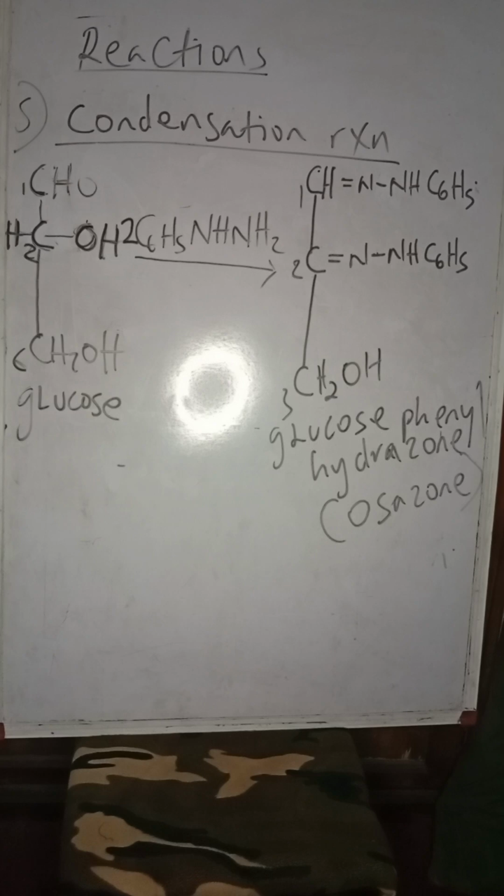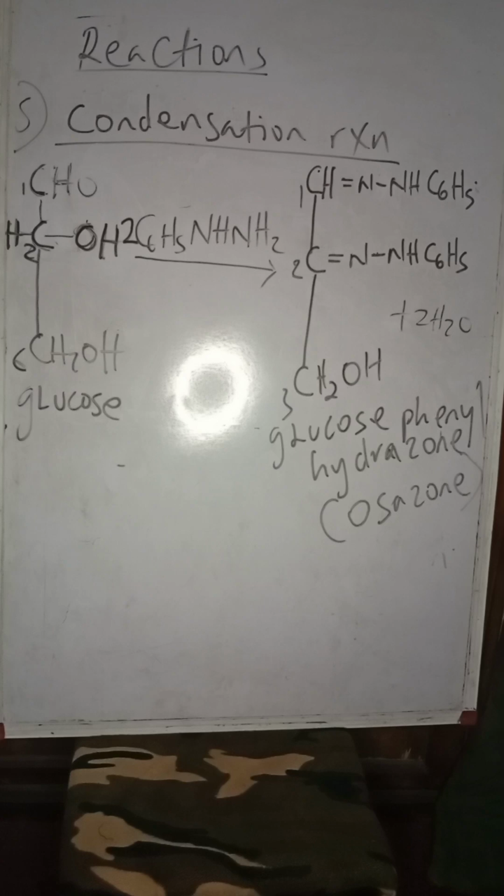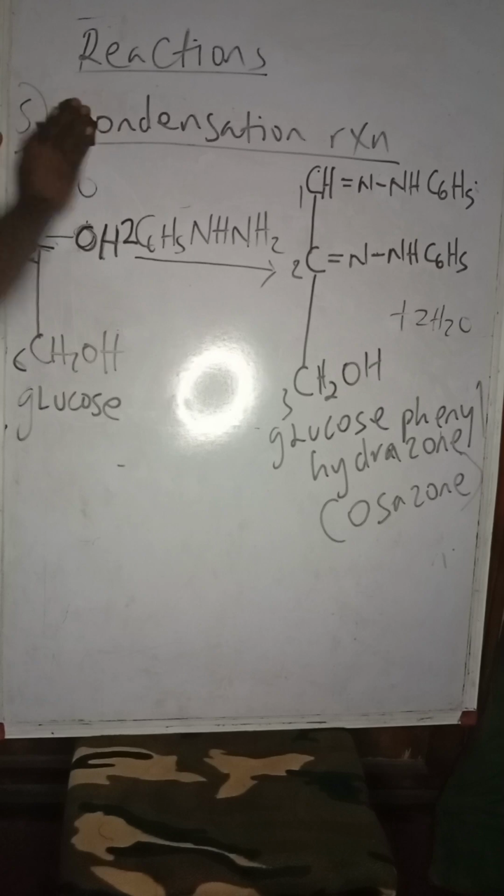I'll leave it on the board so you can look at it very quickly, see how it is done, and take it down. And mind you, a water molecule is formed. Now it will be two water molecules because condensation occurs at two positions. 2H2O is formed. That's osazone formation.